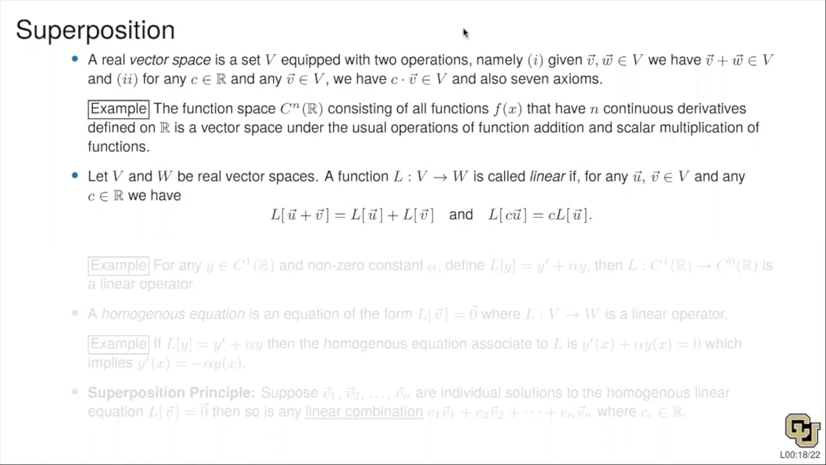L of u is in capital W. This is in W, right? So this is saying L respects addition. If you do addition in V, that translates to addition in W under the function L. And here, L of c times u is c times L of u. Again, think about where these vectors are. Here, c times L of u is in W, whereas this vector in here is in V.